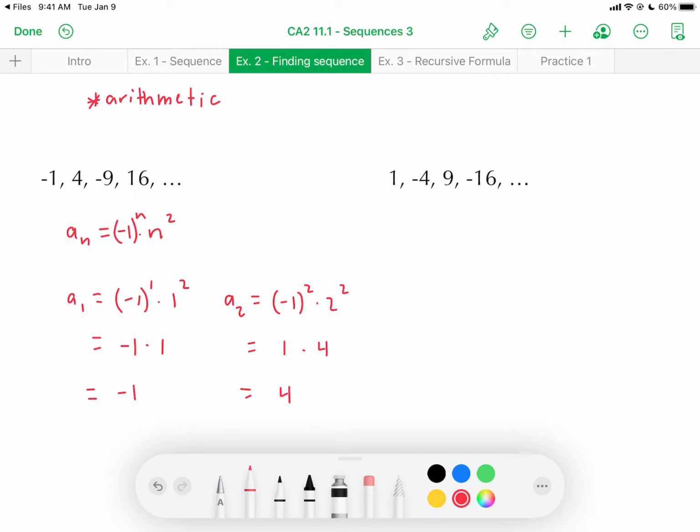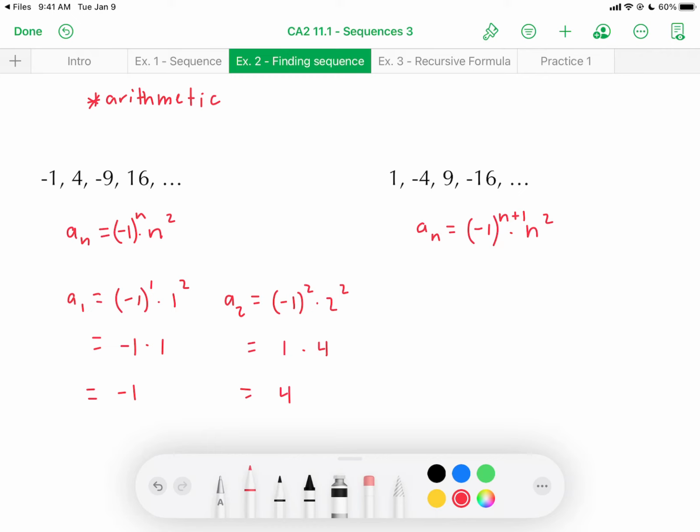Okay, now look at the final sequence on the right there. 1, -4, 9, -16. So it's the same perfect squares. It's just now the signs are changing on the even numbered terms rather than the odd numbered terms. So here's how I account for that. I can use the exact same formula with one slight change. Instead of taking -1 and raising it to the power of n, we're going to do n plus 1.